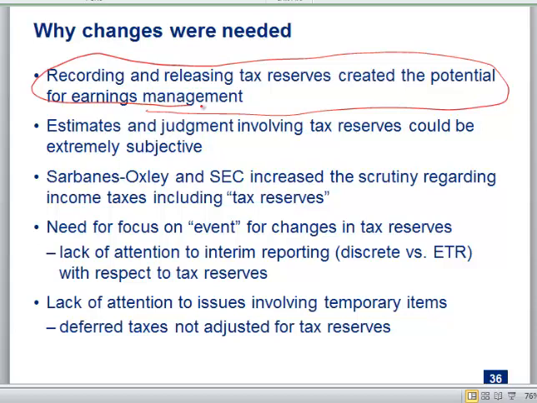So the whole concept of earnings management, there's very little room for that at this point. In the most extreme case, you could say that FIN 48 put that to rest by making the rules very detailed. Okay?